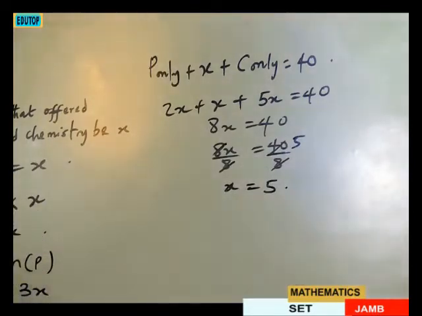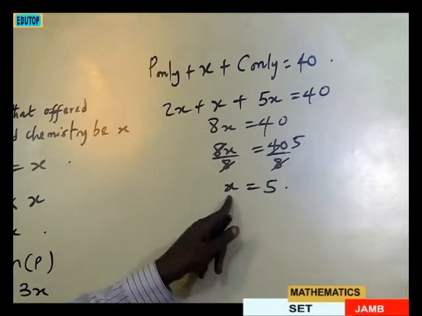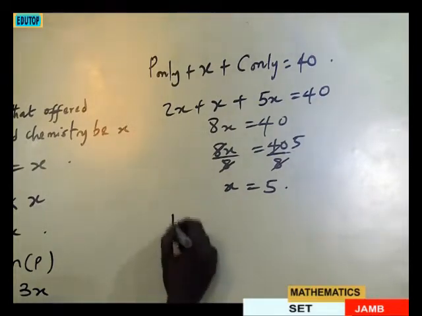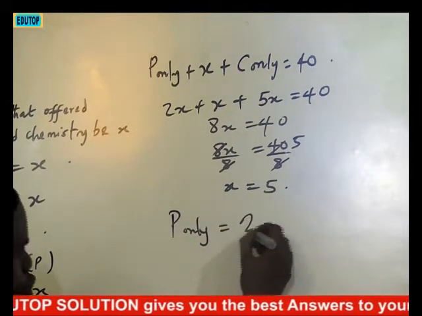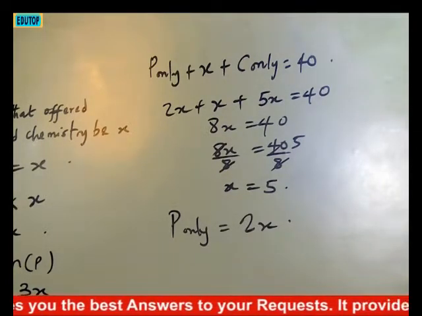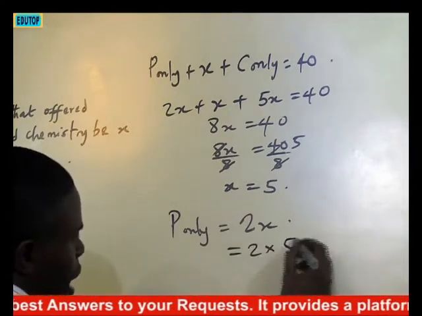Is 5 our answer? No. And I'm very sure 5 will definitely be among the options. If you are not very careful, you pick 5. X equals 5, and 5 is the number of students that offer both physics and chemistry. That's not what the question is asking. The question is asking for those that offer physics only. P only is 2x, you can see it here. So it will be 2 times 5, which is 10.